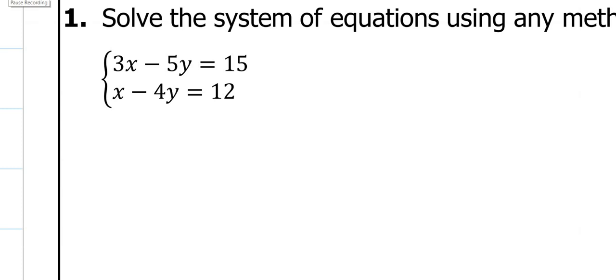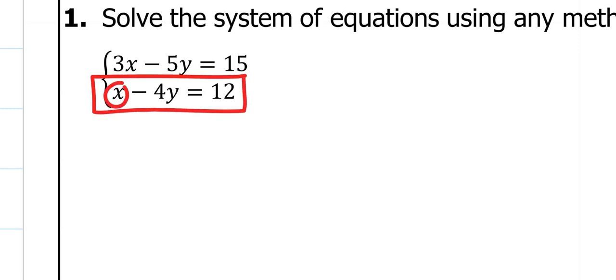Okay, so now doing substitution. When I want to do substitution, I want to solve for one of the variables, either x or y. And I could choose either the top or the bottom equation, it doesn't matter. I'm going to use the bottom equation because it seems like I can solve for x pretty easily. I can isolate the x value pretty easily.